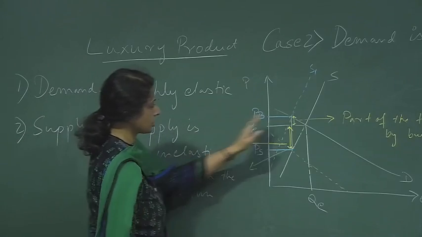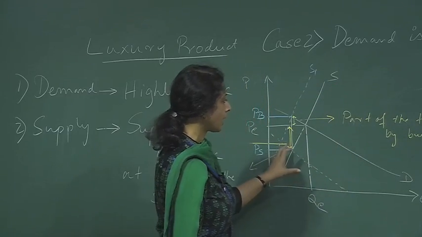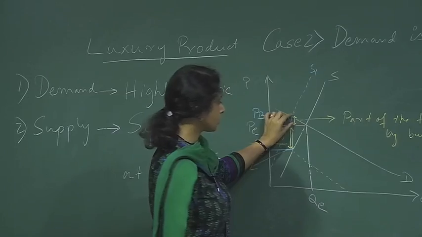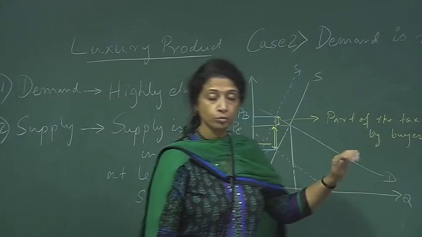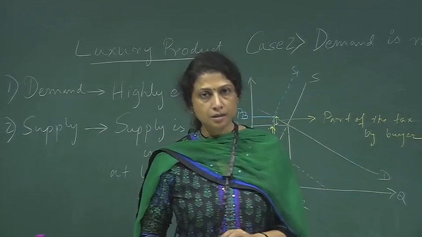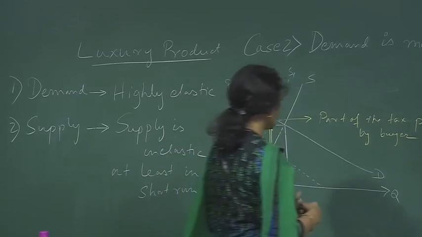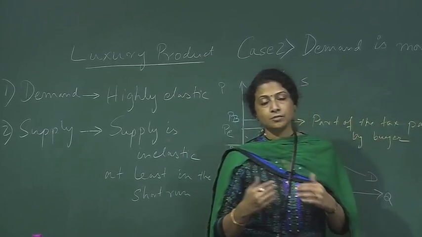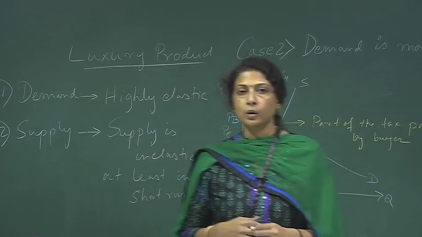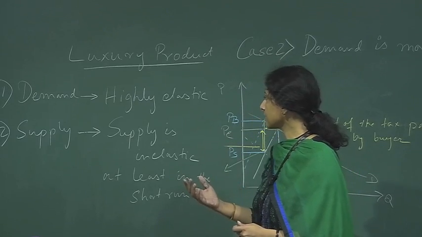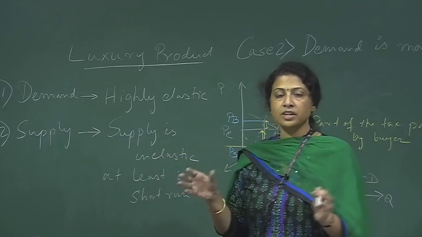So in such a situation, this is going to happen. Demand is more elastic than supply, and the part of the tax paid by the buyer is going to be very small, and most of the tax incidence is going to be borne by the supplier. So is that a good policy or bad? From our understanding of elasticity that we discussed in the earlier classes, the income elasticity of demand or price elasticity of demand of luxury goods is very high. It's a very elastic demand.